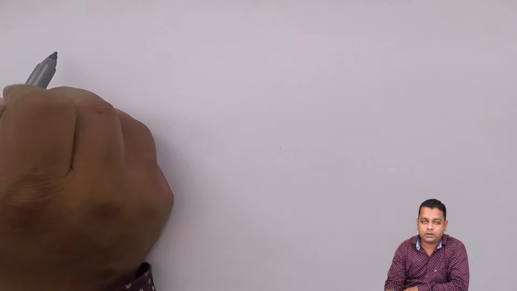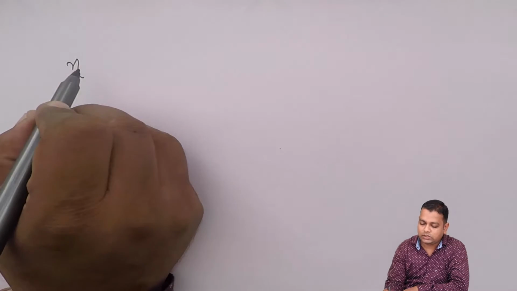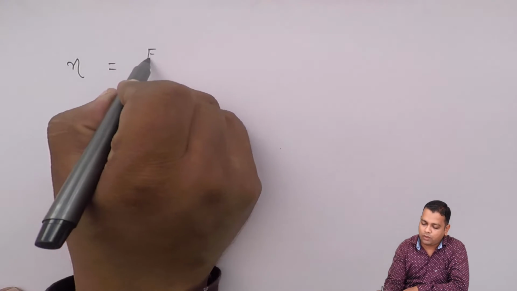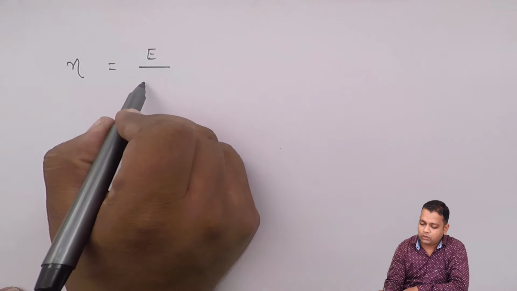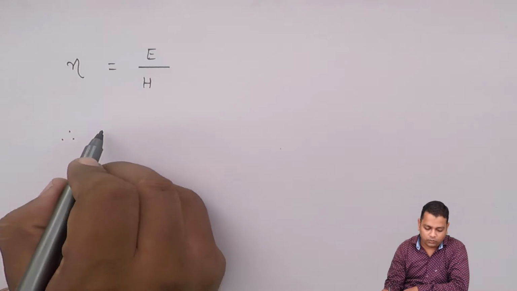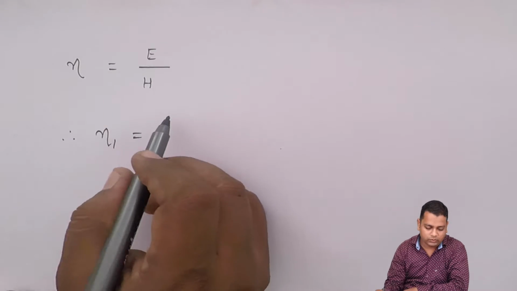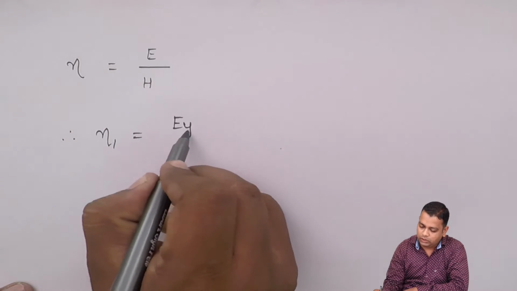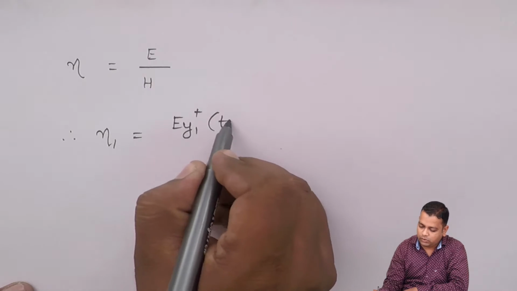So, intrinsic impedance is the ratio of the magnitude of the electric to that of the magnetic wave. Hence, for medium number 1, we shall write eta 1 will be equal to Ey1 plus as a function of time.